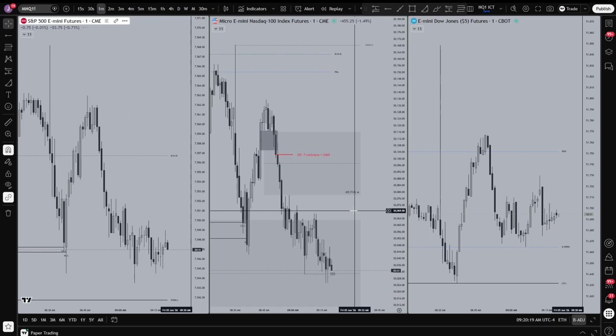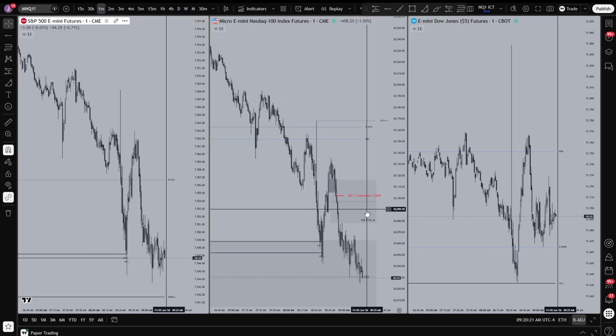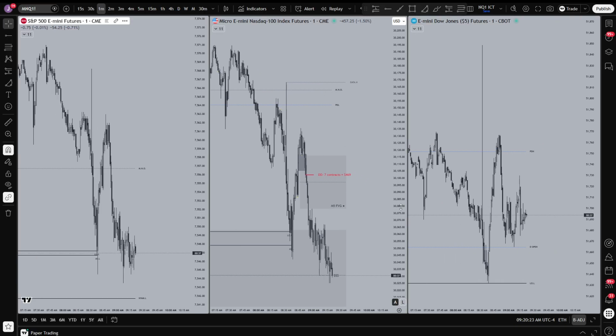Yeah, the VIX is spiking today, up 4%. So wow, we truly might dump that hard. We'll see.